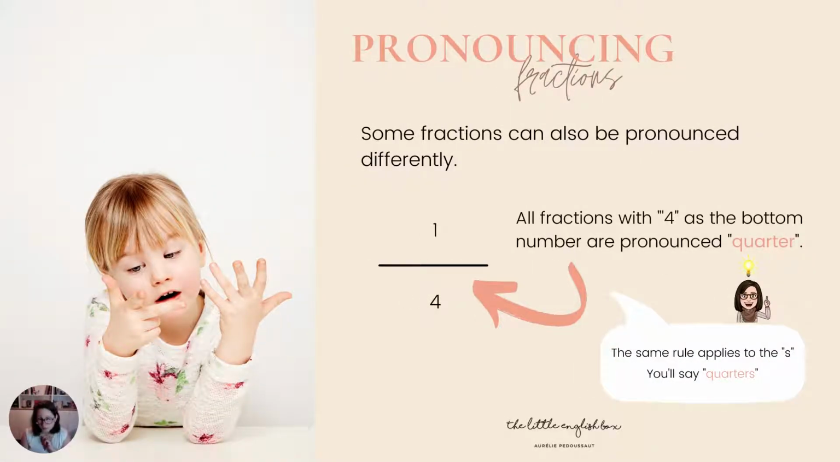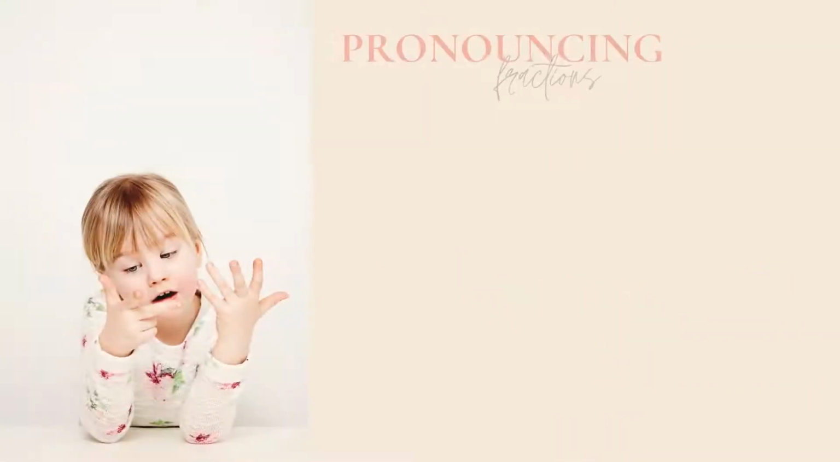However, the rule of the plus or more than one at the top is still the same. So if you have at the top something which is more than one, you're going to have to say quarters, three quarters. And you pronounce it like a Z more than an S.